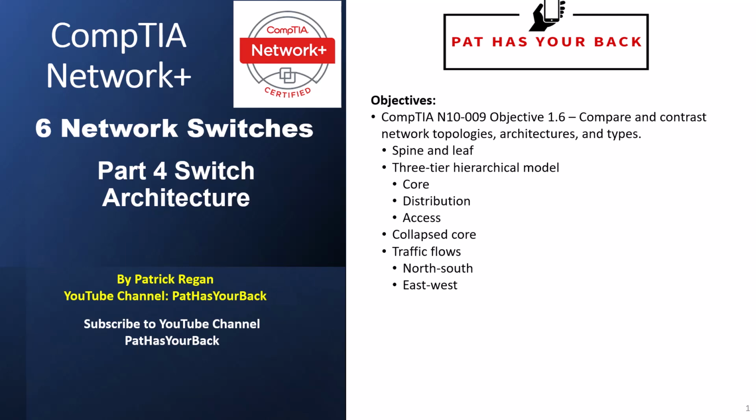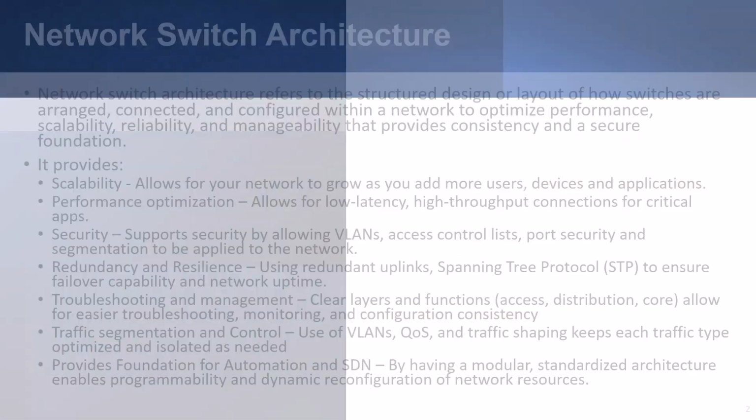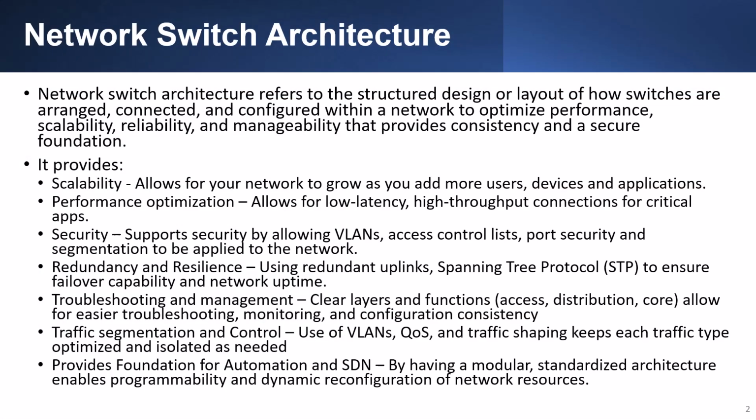It provides the following: scalability that allows for the network to grow as you add more users, devices, and applications. Performance optimization, which allows for low latency, high throughput connections for critical apps. Security, supporting VLANs, access control lists, port security, and segmentation to be applied to the network. Redundancy and resilience, using redundant uplinks and spanning tree protocol, or STP, to ensure failover capabilities and network uptime.